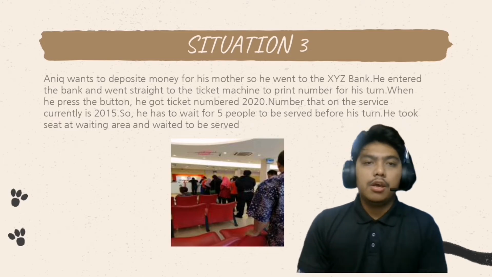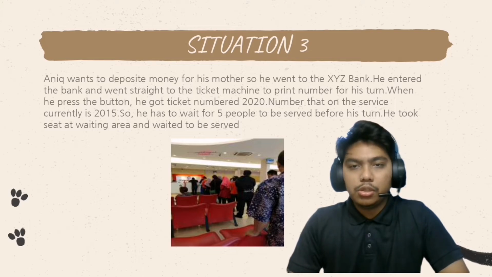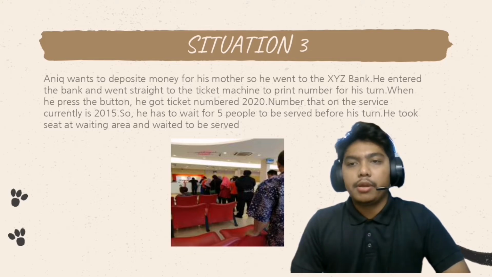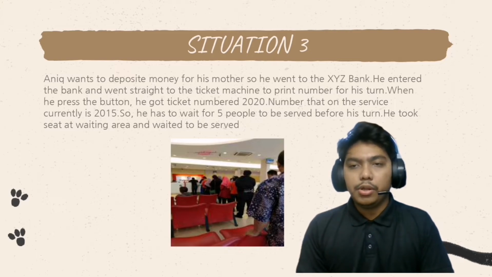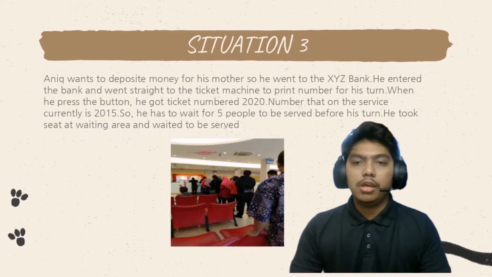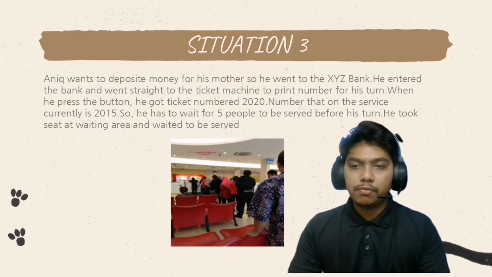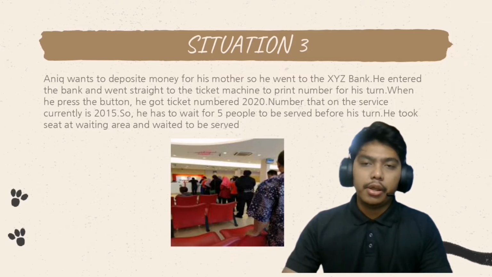Okay, first, Anik wants to deposit money for his mother, so he went to the XYZ bank. He entered the bank and went straight to the ticket machine to print a number for his turn. When he pressed the button, he got ticket number 2020. The number currently being served is 2015. So, he has to wait for 5 people to be served before his turn. He took a seat at the waiting area and waited to be served.